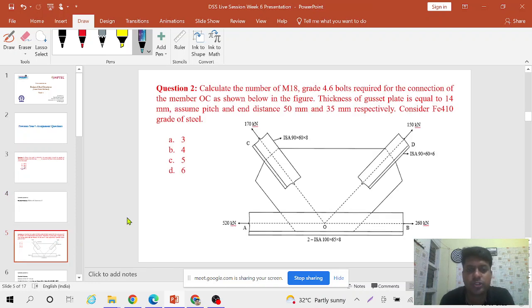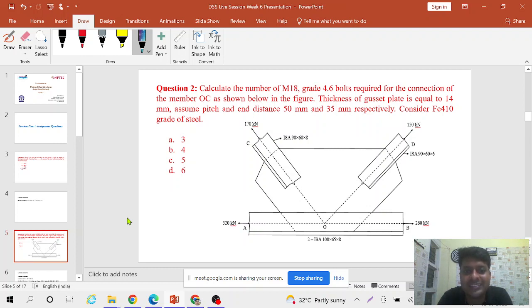Now coming to the next question. As this is a numerical problem, you need to calculate the values. For that you can take a snap of this screen, or since this screen is open in front of all of you, you can write down the data from here and start solving the problem.